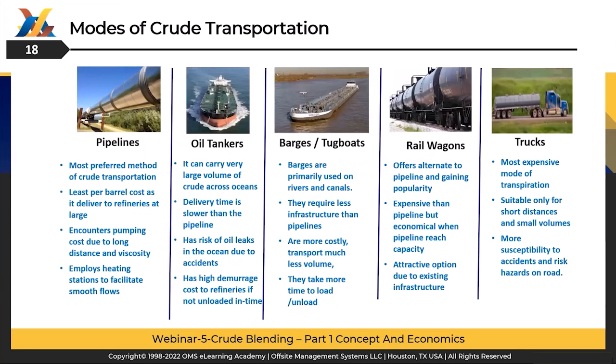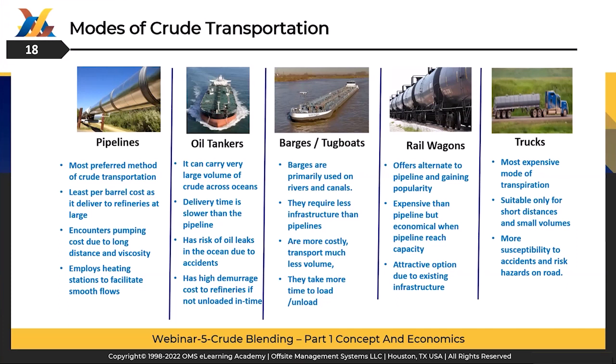Now, how is the crude transported from the source to destination? There are many modes, and each mode has pros and cons. Most common is the pipeline. Then come oil tankers, barges, tugboats, rail wagons, and trucks. You will see next that pipeline is the most preferred method of crude transportation, and it is the least expensive on a per barrel cost basis, and it also delivers to the refinery at large.